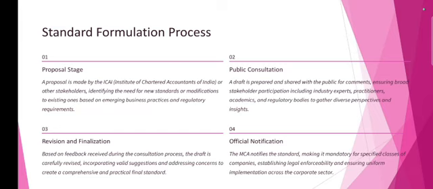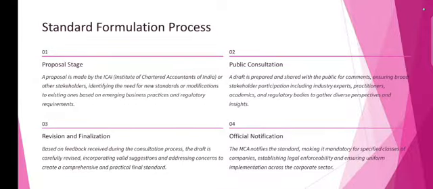Okay. So the fourth point is official notification. Finally, the standard is approved and made mandatory by the government. So, from the suggestions given from the public, the draft is improved and revised and finalized, and they will provide an official notification. So the MCA notifies the standard, making it mandatory for the specified classes of companies, establishing legal enforcement and ensuring uniform implementation across the corporate sector.